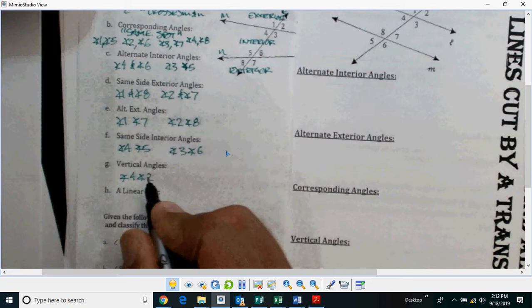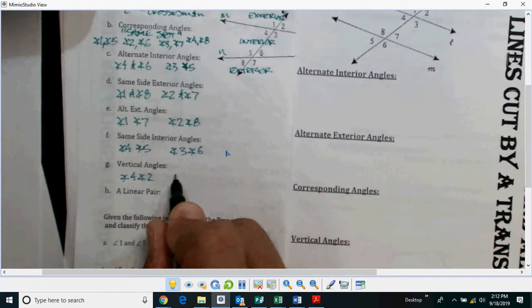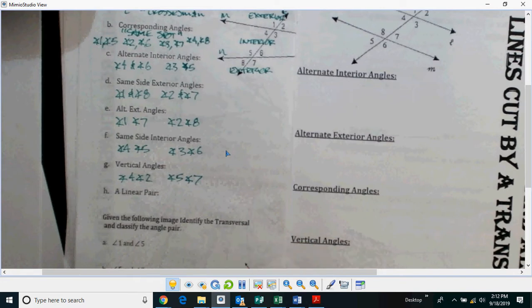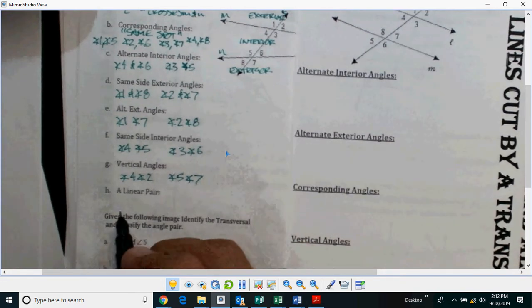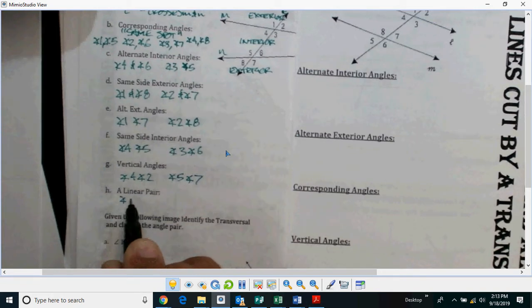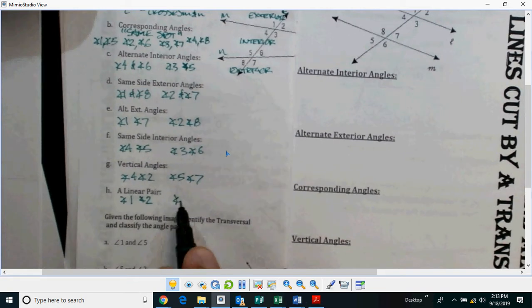And give me a pair from the bottom. 5 and 7. All right, how about a linear pair from the top and a linear pair from the bottom? 1 and 2. What about at the bottom? 5 and 6.